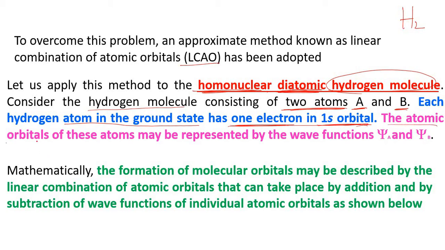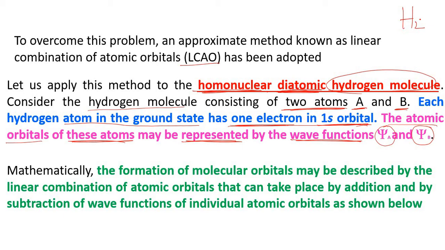The atomic orbitals of these atoms may be represented by the wave functions. So one will be psi of A, the other will be psi of B, right?